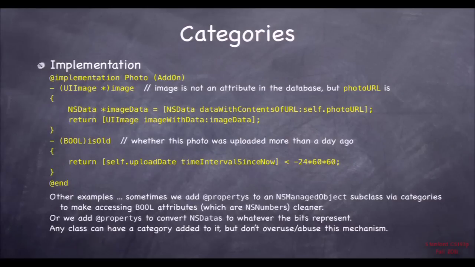You'll remember isOld was a property, but it was read-only, so I only have to provide the getter. So I'm going to add the isOld property getter and the method image. And you can see that I'm implementing them in terms of self.something. Like the image data is NSData dataWithContentsOfURL, self.photoURL. So I'm calling self here, self being the Photo that I added this method to. Okay, I've added a method to all photos. All photos in the world now implement this method because I compiled this category into my application. Does that make sense? Same thing with isOld. I'm saying self.uploadDate timeIntervalSinceNow is less than 24 hours ago. Yeah?